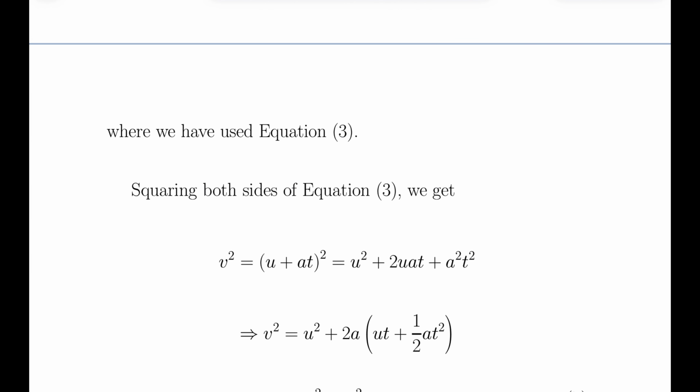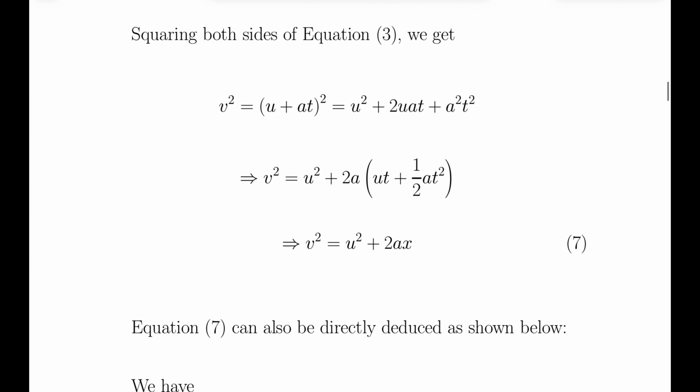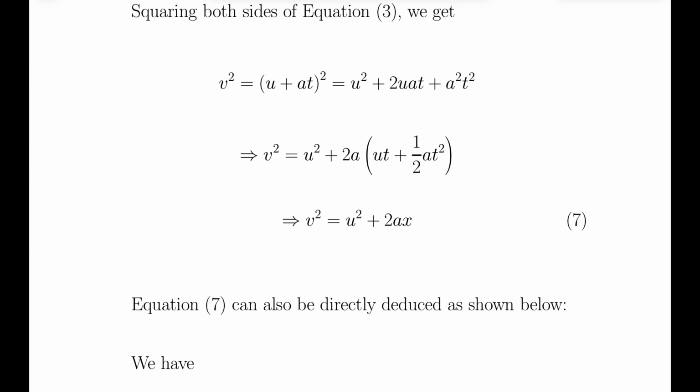Now square both sides of equation 3. We have v square is u plus at whole square. This is u square plus 2u at plus a square t square, or v square is u square plus, taking out 2a common from these two terms, 2a into ut plus half at square. ut plus half at square is x. So this gives you v square is u square plus 2ax.